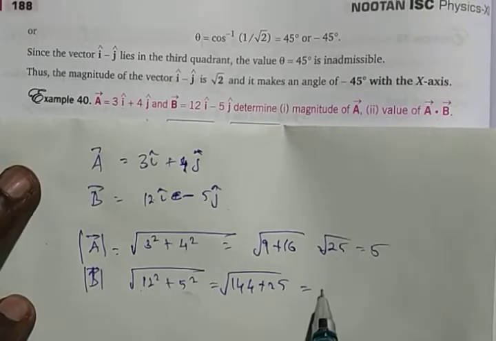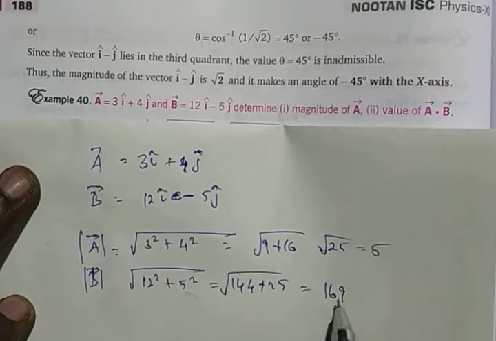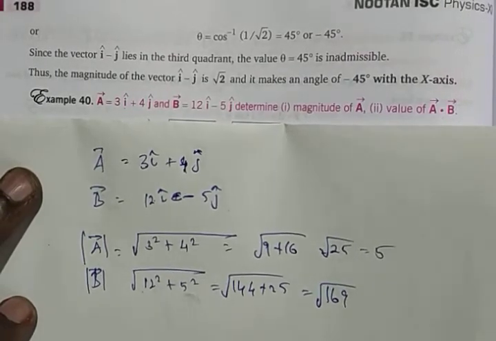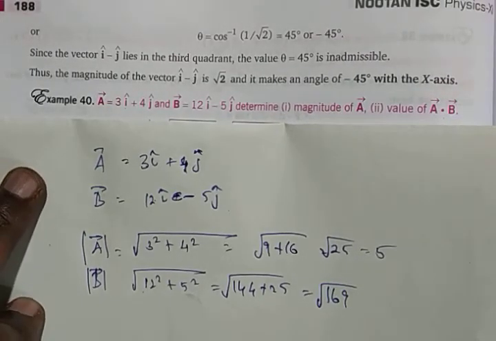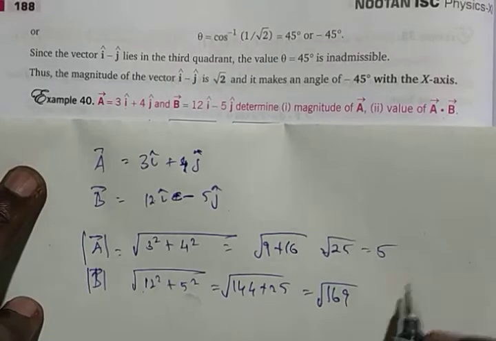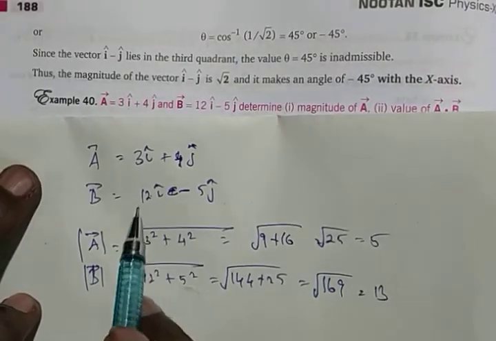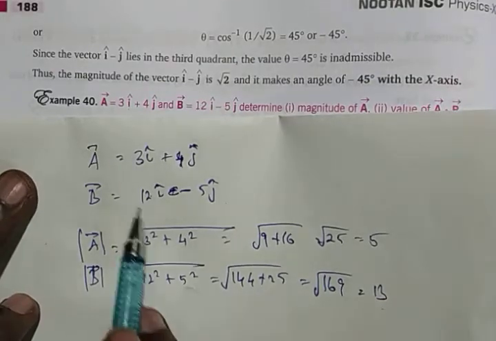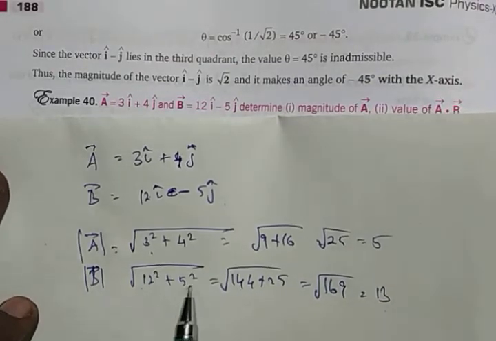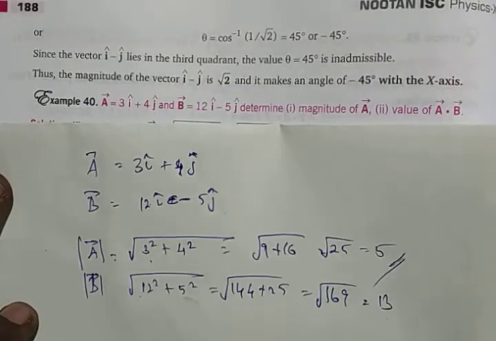So you get here 169 under root. That's going to be the value, equal to 13. You can easily find out the magnitude. Magnitude always has to be found out like this. So magnitude of A, we already found out here.